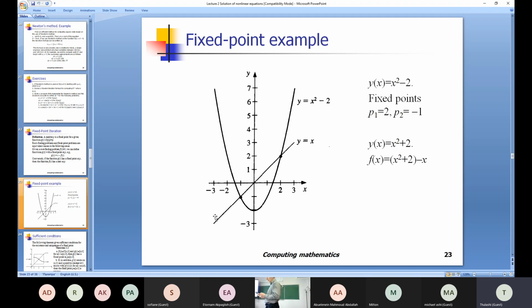What can you say about x squared plus 2? Maybe some students who are online already drew the graph and can share the screen and show me your picture with your graph.